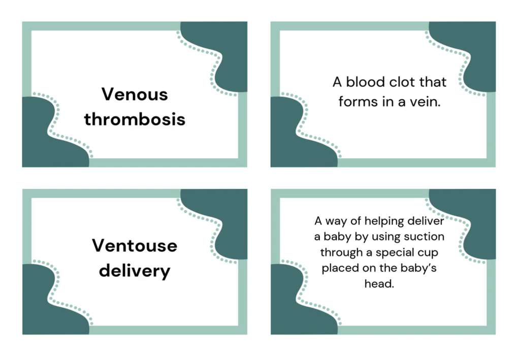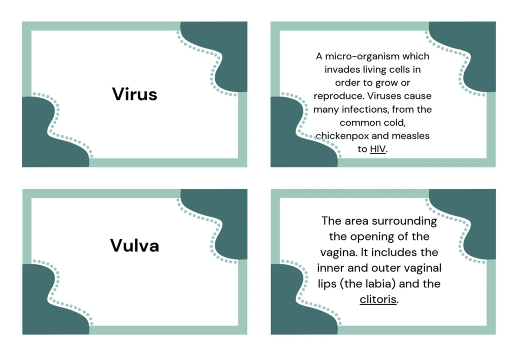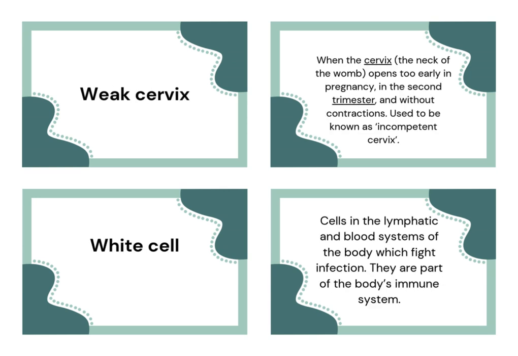Ventouse delivery, a way of helping deliver a baby by using suction through a special cup placed on the baby's head. Virus, a microorganism which invades living cells in order to grow or reproduce. Vulva, the area surrounding the opening of the vagina. It includes the inner and outer vaginal lips, the labia, and the clitoris. Weak cervix, when the cervix opens too early in pregnancy, in the second trimester, and without contractions. Used to be known as incompetent cervix.